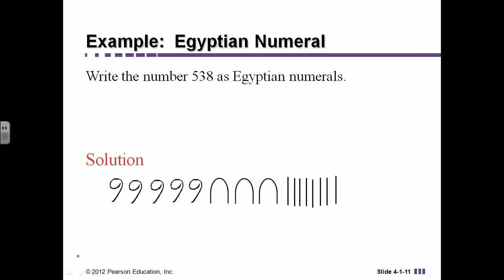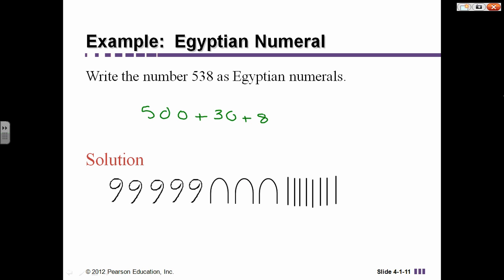All right. So here we want to write the number 538 in Egyptian numerals. So we have to take each part of the problem. So we have 500 plus 30 plus 8.